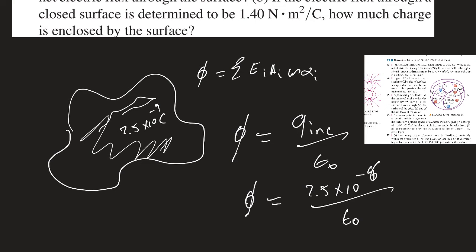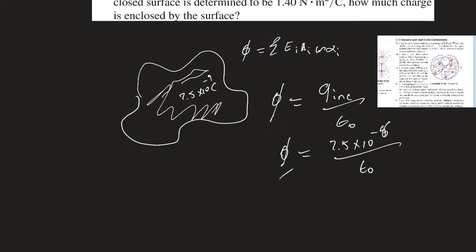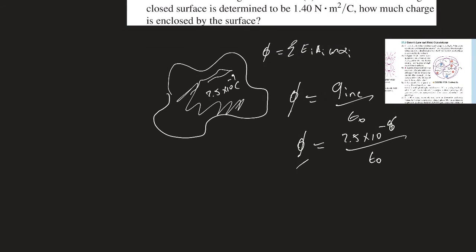What is the net electrical flux of the surface? We found it. Let's go to part B. Part B says, if the electrical flux through the closed surface is determined to be 1.4 newtons meter square divided by coulomb, this is the flux. If the electrical flux is this, how much charge is enclosed in the surface?